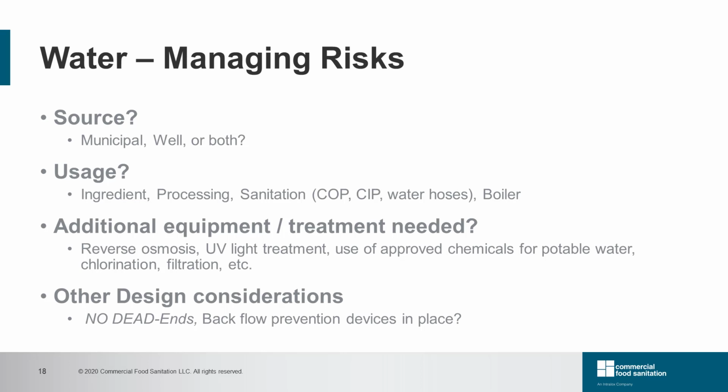Second, we need to understand what the water is being used for and the level of risk to the product. If water needs to be treated to reduce a risk, systems such as reverse osmosis, UV light, filtration, and approved chemicals should be in place. Lastly, the design of the water piping system should be considered. Backflow prevention devices should be in place. There should not be any dead ends in the system where water can sit stagnant and become a source of contamination.